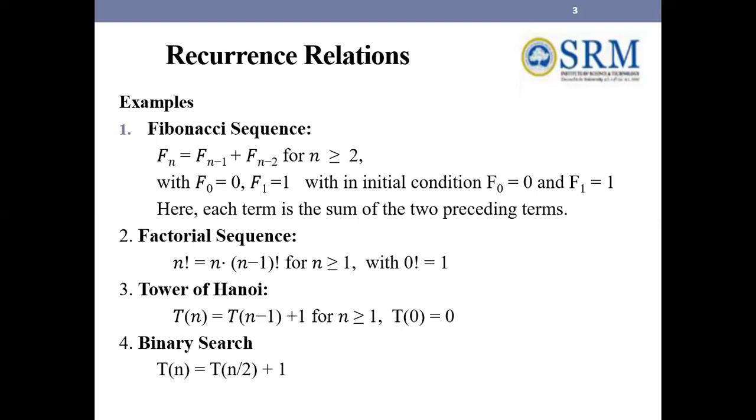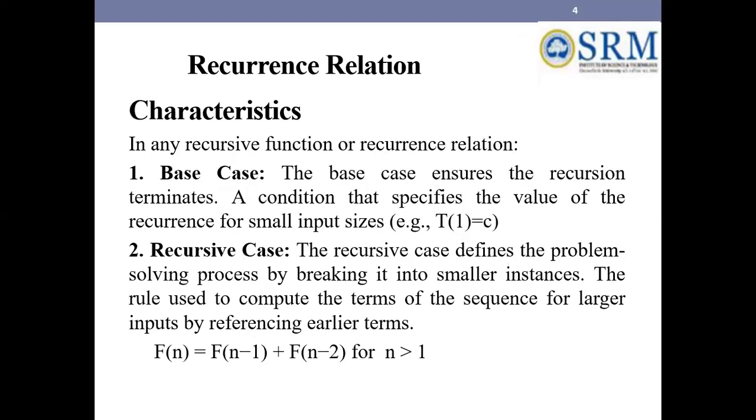These are some examples for recurrence relations. In recurrence relations, there are two important parameters: base case and recursive case. The base case ensures that the recursion terminates. It is the condition that specifies the value of the recurrence for small input size. That is, when the input becomes small, the algorithm will be terminated. That is called the base case.